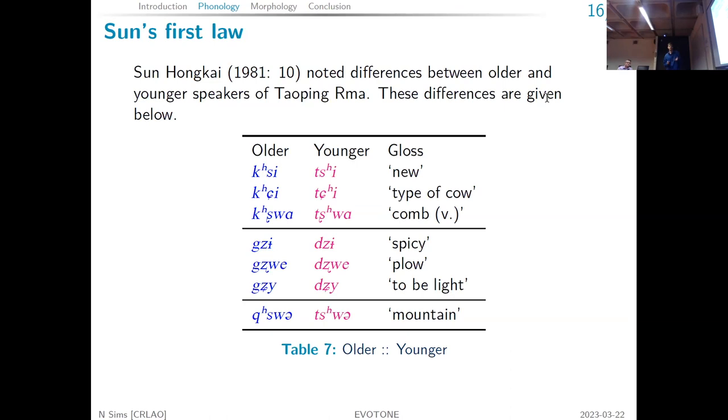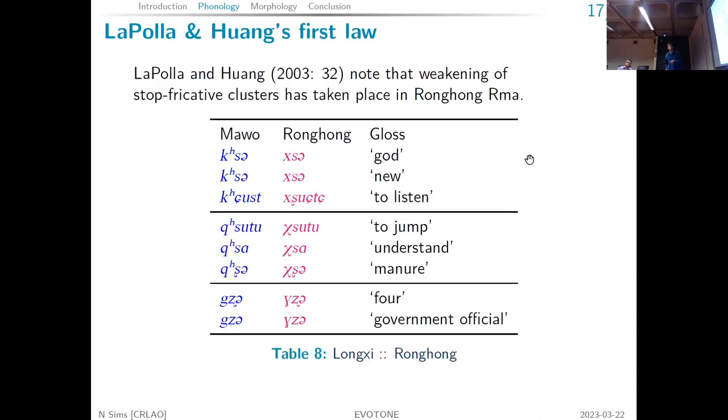Also, we find varieties where there's just a change from a complex onset into an affricate. So from xa to tsa, and you find many changes like this. So that's another kind of simplification, not losing the consonant, but changing a complex onset into a simplex one that's an affricate.